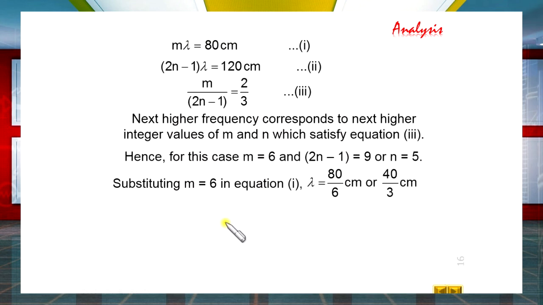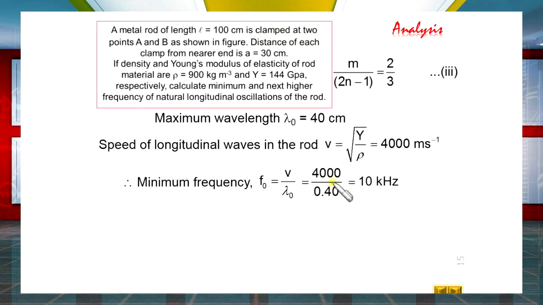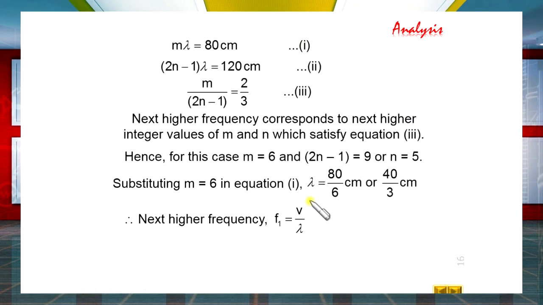That is f1 should be equal to v divided by lambda, right? And we know the value of v, we have calculated the value of v, that is equal to 4000 meter per second, and this value is 4 by 3 meter. So this is equal to 4000 divided by 4 by 30, and this, if we calculate, that will be equal to 30,000, right? So this is 30 kilohertz.